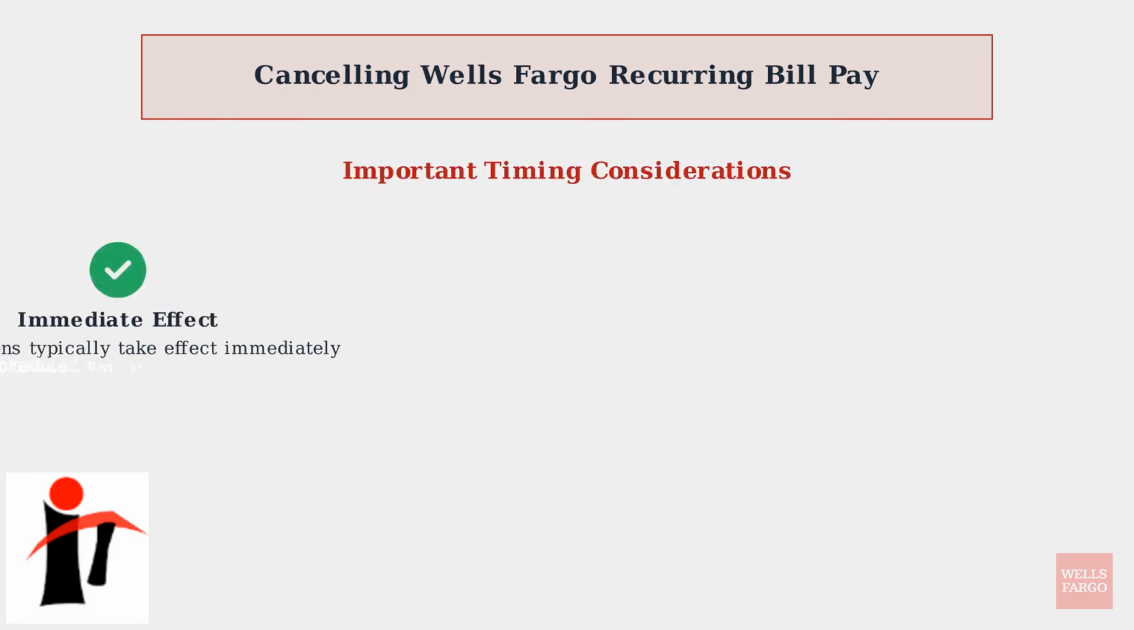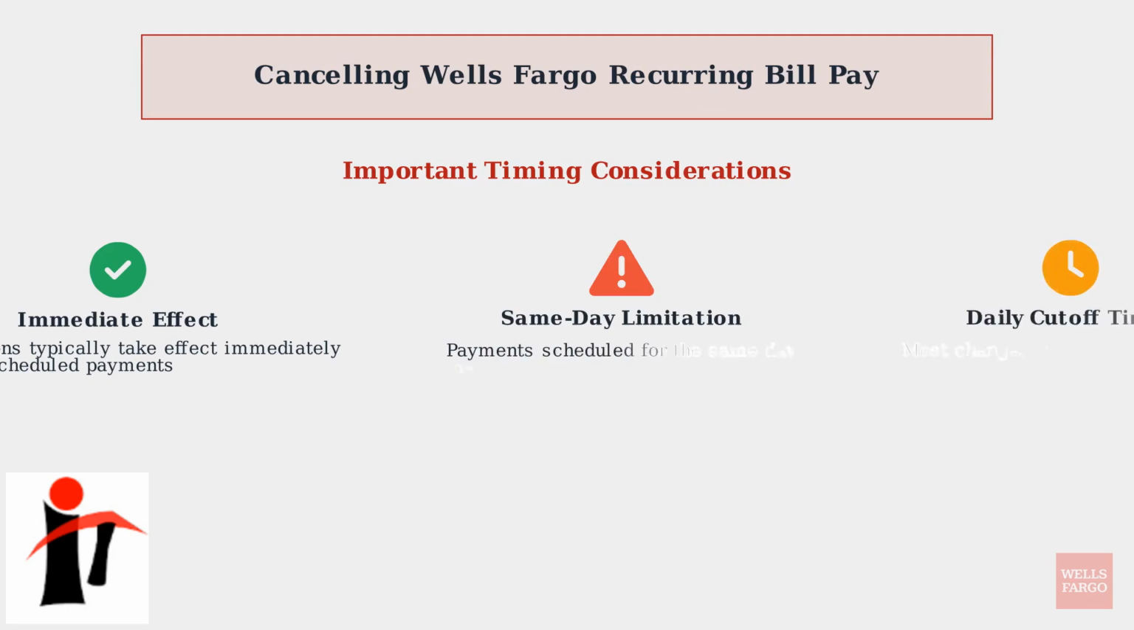Understanding timing is crucial for successful cancellations. Most cancellations take effect immediately for future payments, giving you instant control over your scheduled transactions. However, be aware that payments scheduled for the same day may not be cancelable, as they may already be in processing. Additionally, most changes must be made before the daily cutoff time of 8 p.m. Eastern Time to ensure they take effect. Consider banking business days when timing your cancellations, especially for critical payments like mortgages or utilities. Planning ahead ensures smooth cancellation without service interruptions.